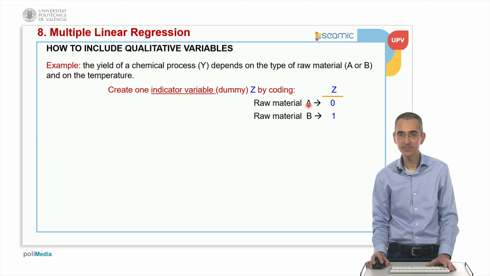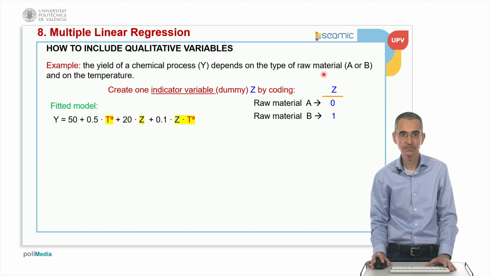So for raw material A, the Z, for example, can take the value 0. For raw material B, this Z will take the value 1. Or I can define it in the reverse way. It doesn't matter. So by coding this way, I can introduce qualitative variables into the regression model. And then I can even make interactions like this one. This is temperature, this is the indicator variable, and this one is the interaction between the temperature and the indicator variable. What is the interpretation of that?